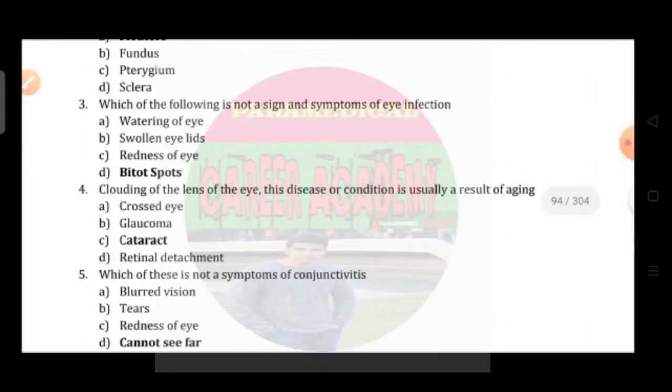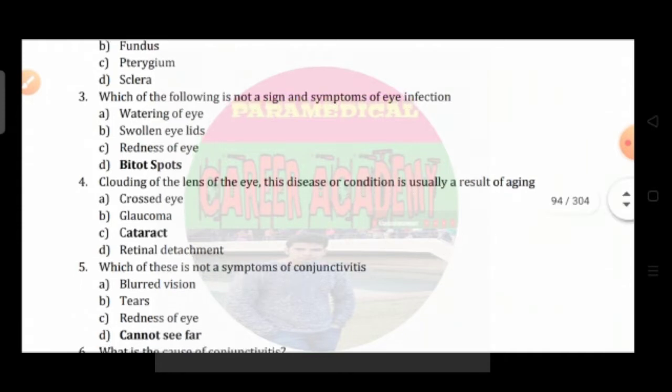Question number 3: Which of the following is not a sign and symptom of eye infection? Option A, watering of eye. Option B, swollen eyelids. Option C, redness of eye. Option D, Bitot spot. So the correct answer is option D.